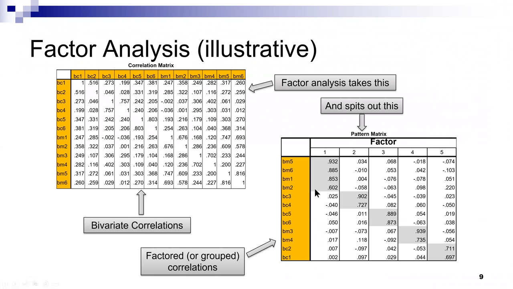It says, oh, these ones group together really well, but they don't group really well with these two. These two group really well, but they don't group really well with these two. And so it finds all those factors or groupings.